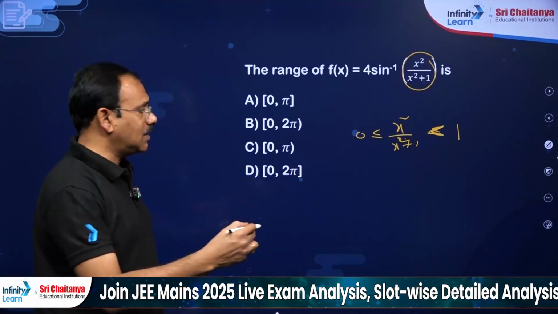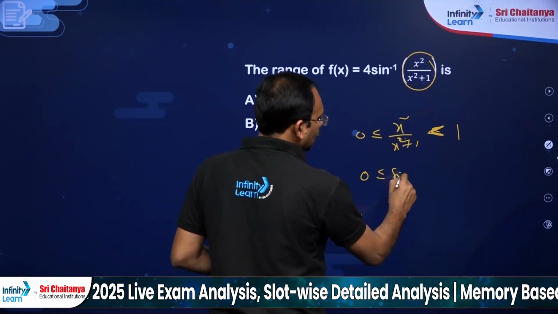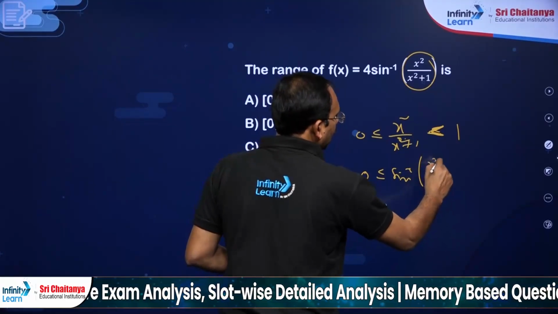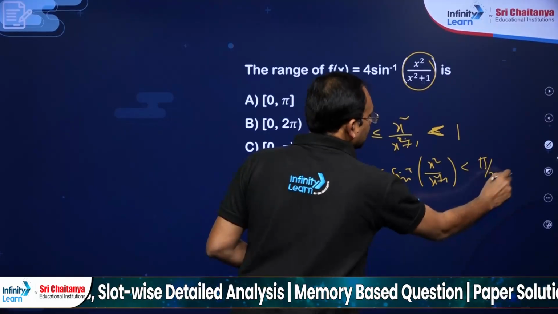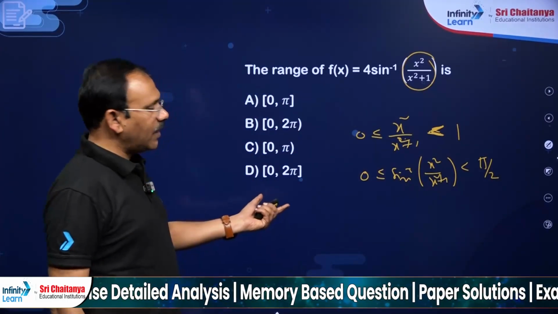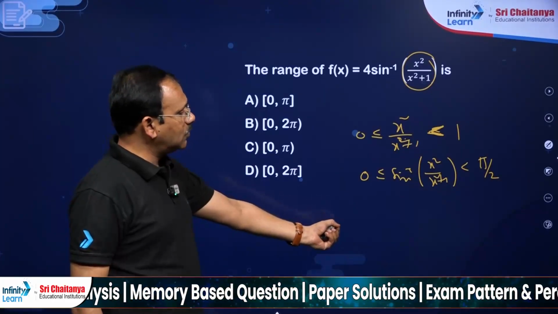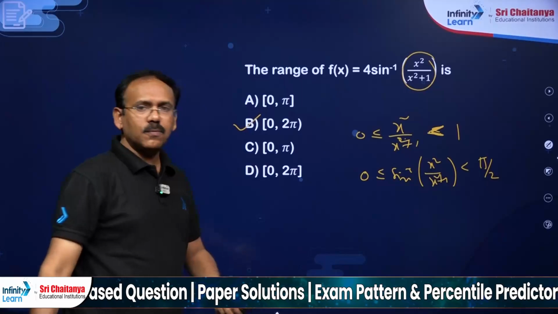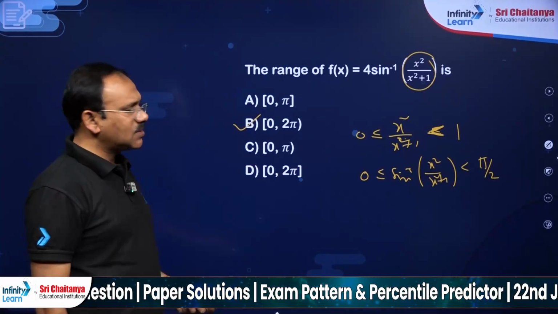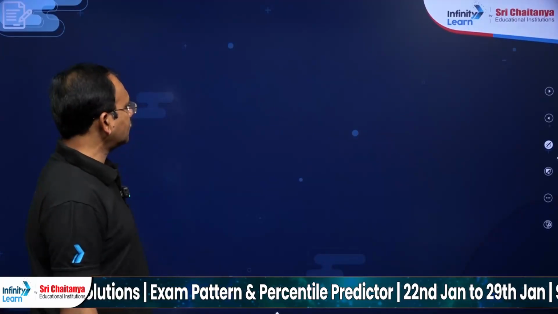Now sine inverse is an increasing function, you just apply sine inverse: 0 is less than or equal to sine inverse of x square by x square plus 1, which is less than sine inverse 1, which is pi by 2. So it is multiplied with 4, so you will get minimum value closed 0, maximum will be open to 2 pi. Closed 0 to open 2 pi is the range. Okay, this is almost a functions related question, dear students.